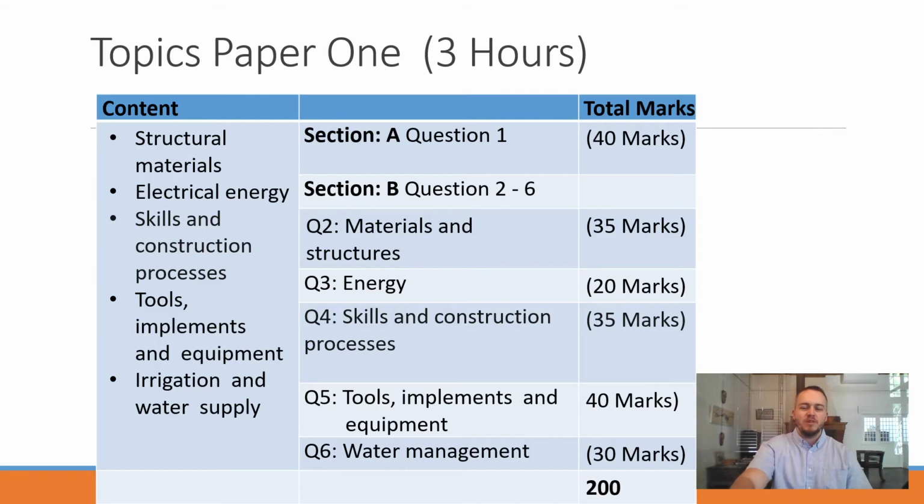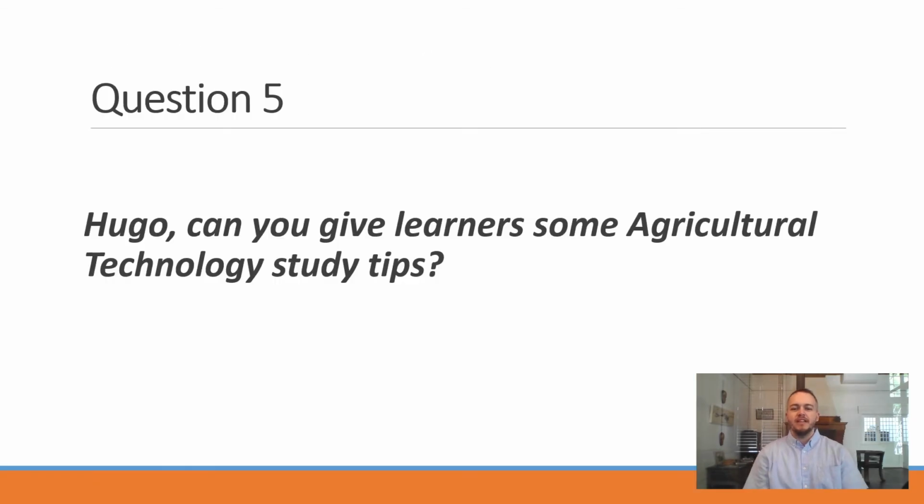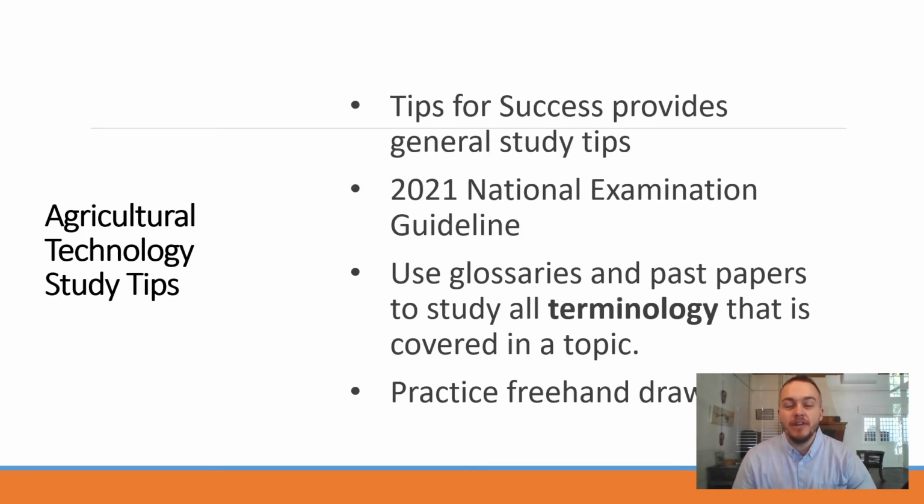That actually pops up a lot. Some study tips for agritech. Where can you find study tips? On your tips for success, you can go look for that. And the 2021 National Examination Guidelines will also give you good study tips. Then there's also a glossary of past papers that you can find on the WCED website, where you can take the old papers out with memos and go study it.